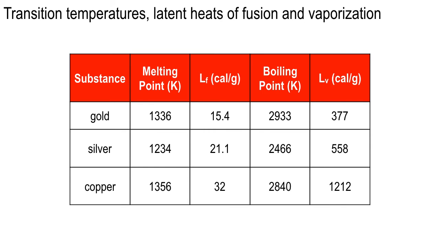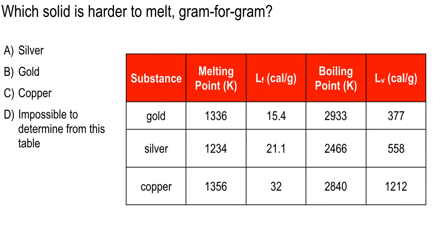Right? So let me ask you a question here. Now, this is related to the table. Question number 3 on the clicking. Which solid is harder to melt, gram for gram? So I'm asking you a melting question. So the last two columns, you don't have to worry about those. Click in your answer. 30 seconds. Click in your answer and then finish copying if you still have to copy. Ten, nine, eight, seven, six, five, four, three, two, one, zero.